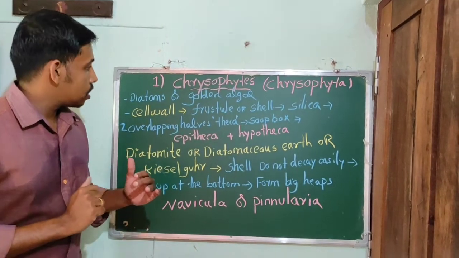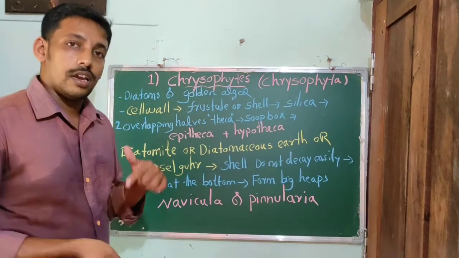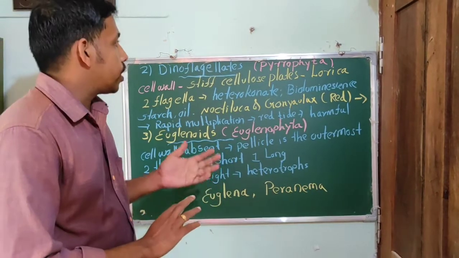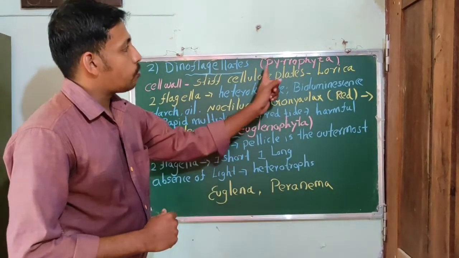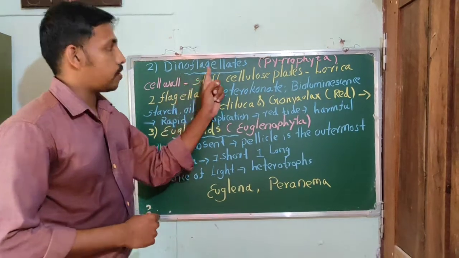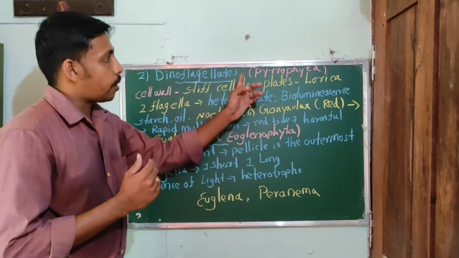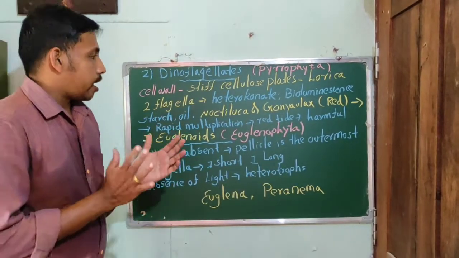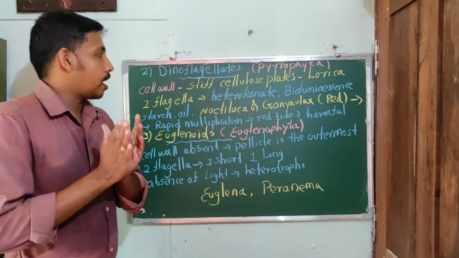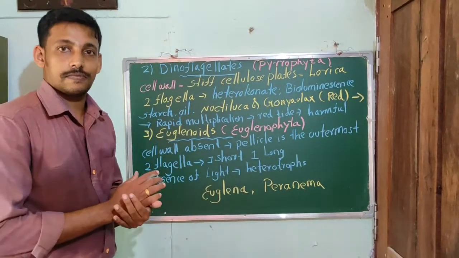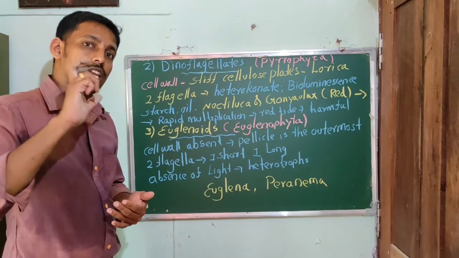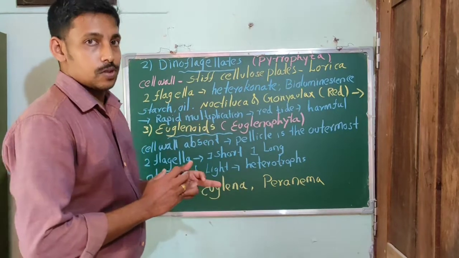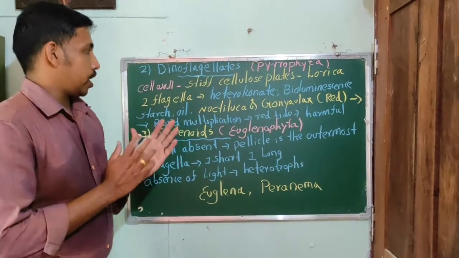Now we may go to the next group. Now we are coming to the next phylum, that is known as Pyrophyta or dinoflagellates. They have a cell wall, and that cell wall has stiff cellulose plates. The cell wall may have stiff cellulose plates, and this is known as theca or lorica. Lorica is the stiff cellulose plates.